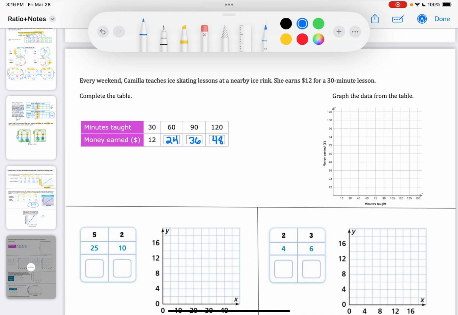So let's graph that. We have minutes taught on the bottom, so that's our X, and money is our Y. Let's go over to 30 and up 12. Over to 60 means we go up to 24. 90, we go up to 36. And 120, we go up to 48. So let's connect the dots to make a straight line.